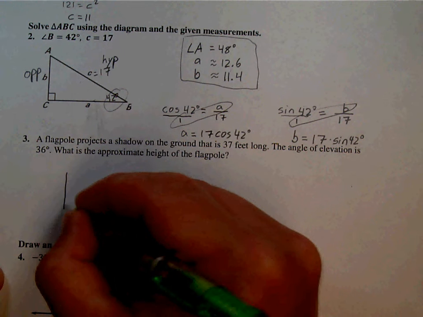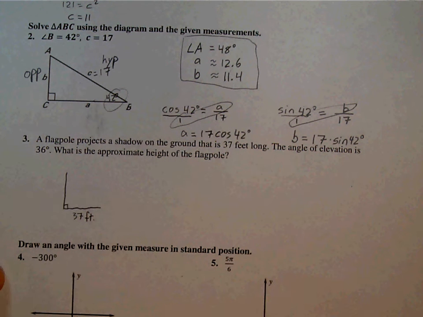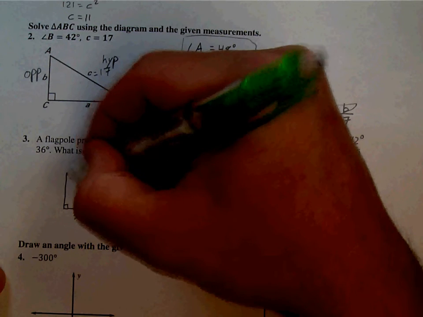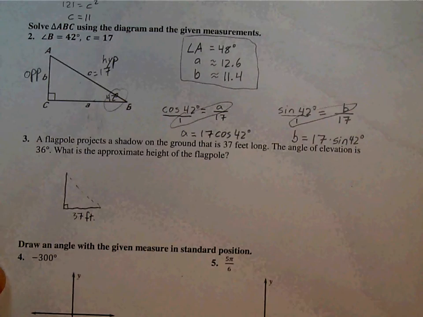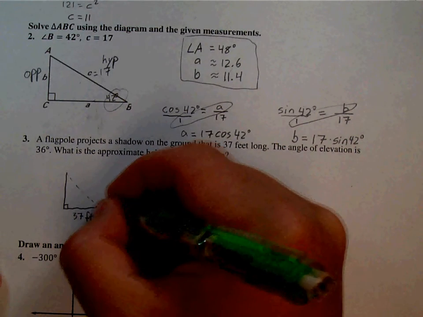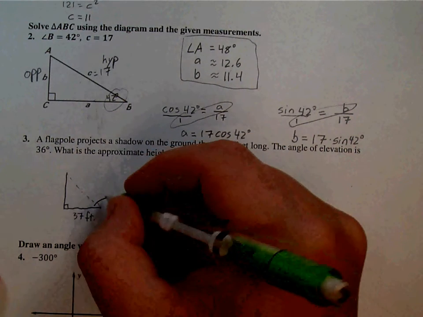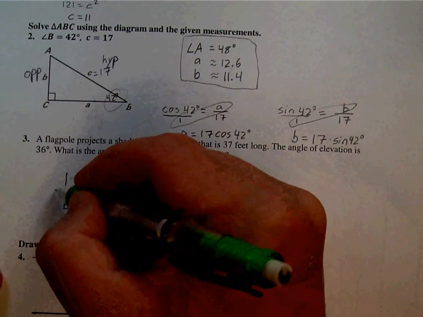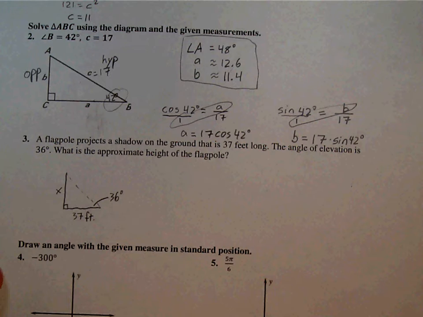We would assume that the flagpole and the ground are perpendicular to each other. And they talk about angle of elevation. So if I just connect this line, it's just an imaginary line from the top of the flagpole to where the shadow hits. That forms an angle of elevation right there. So they say that that's 36 degrees. We have to find the height of the flagpole, so I can call that x.